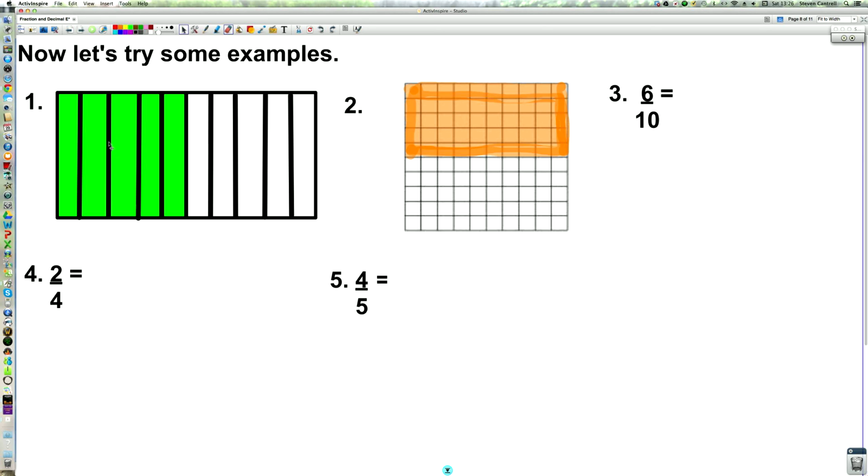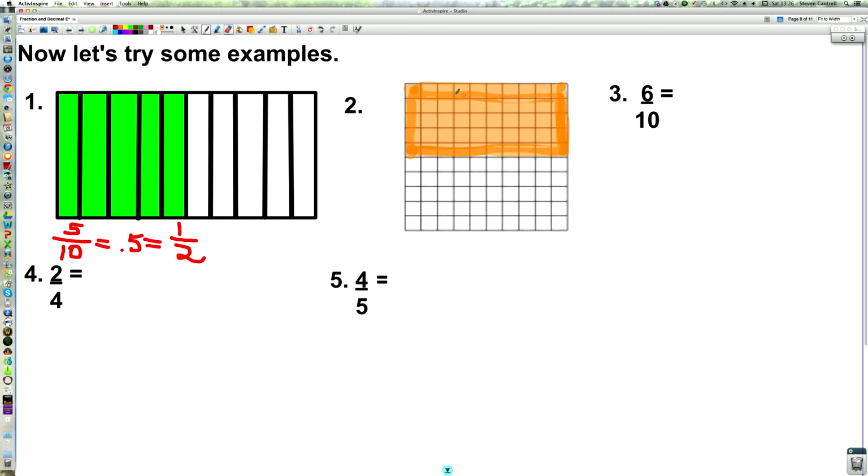Well, there's 5 out of 10, right? 5 tenths. What decimal does that equal? Well, that equals 0.5. And then there's another fraction that equals 1/2, right? And you see that this is half of this rectangle.